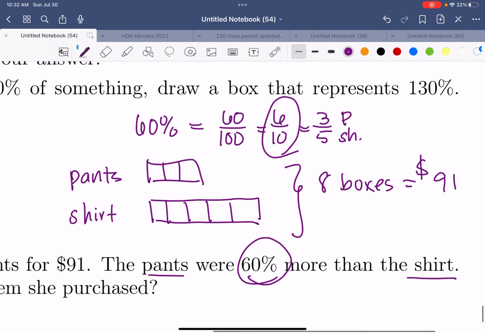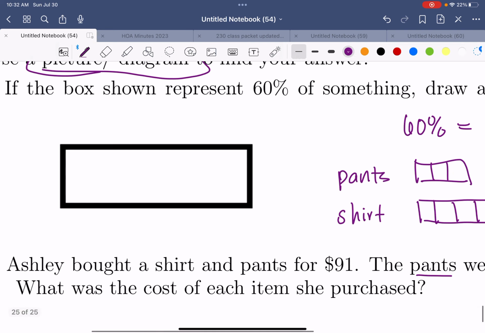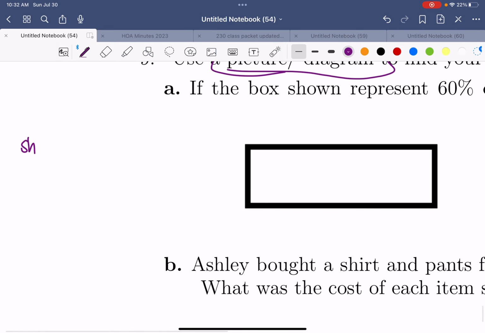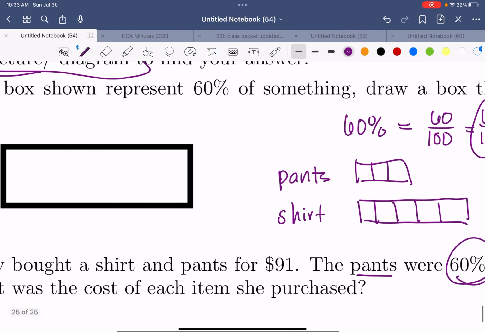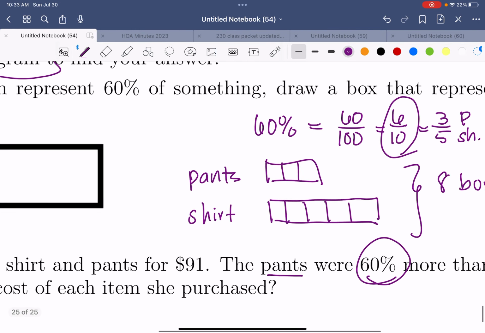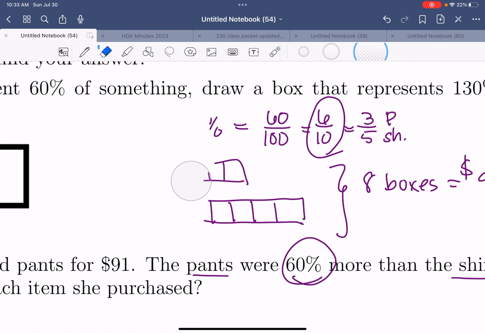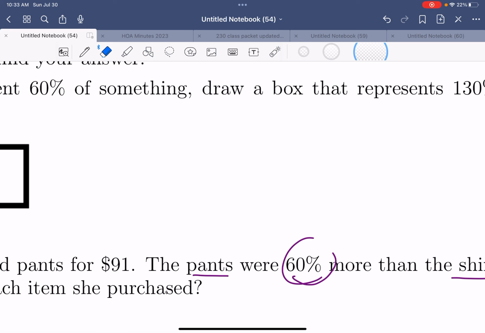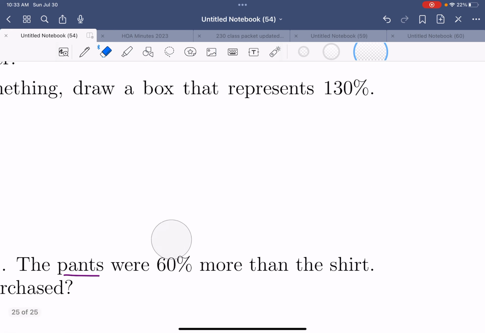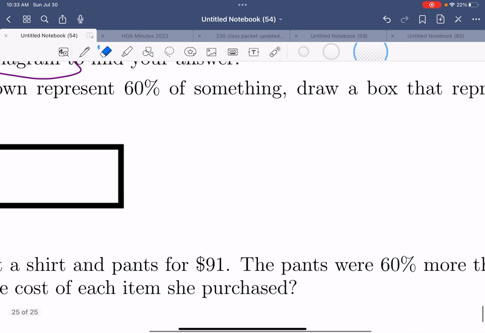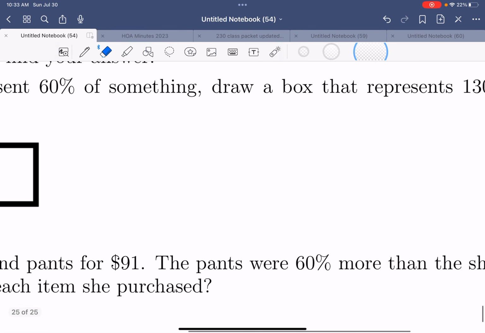If it doesn't say that, then you can go ahead and set up your chart, in which case you would have shirt, pants, total, percent, dollars, and total is $91. The shirt is, pants were 60%. Oh, I'm sorry. Hold up, back this train up. And this may be the issue. The word more goes in there. The pants were 60% more than the shirt.